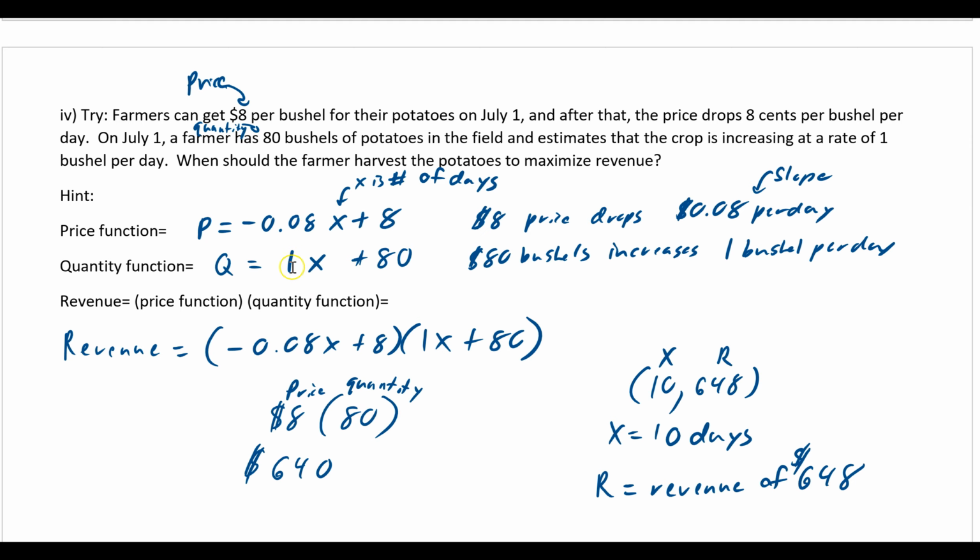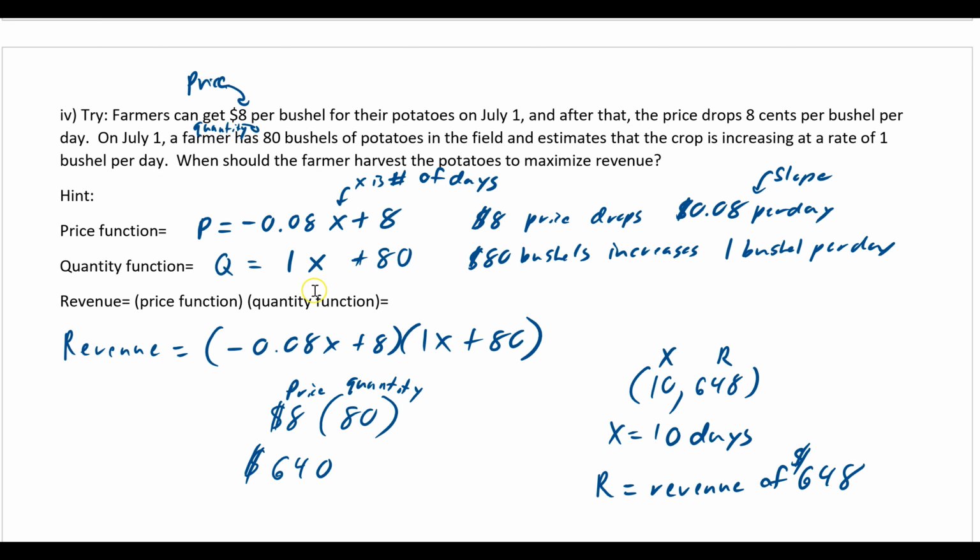And so our quantity here is 1x, right? It's right here. Sorry, quantity. It's 80 bushels and the crop increases. So you want to just kind of focus on that. It's 80 bushels, increases 1 bushel per day. So that right there is our slope. 1x plus 80, since it's 80 bushels and increases 1 bushel per day.